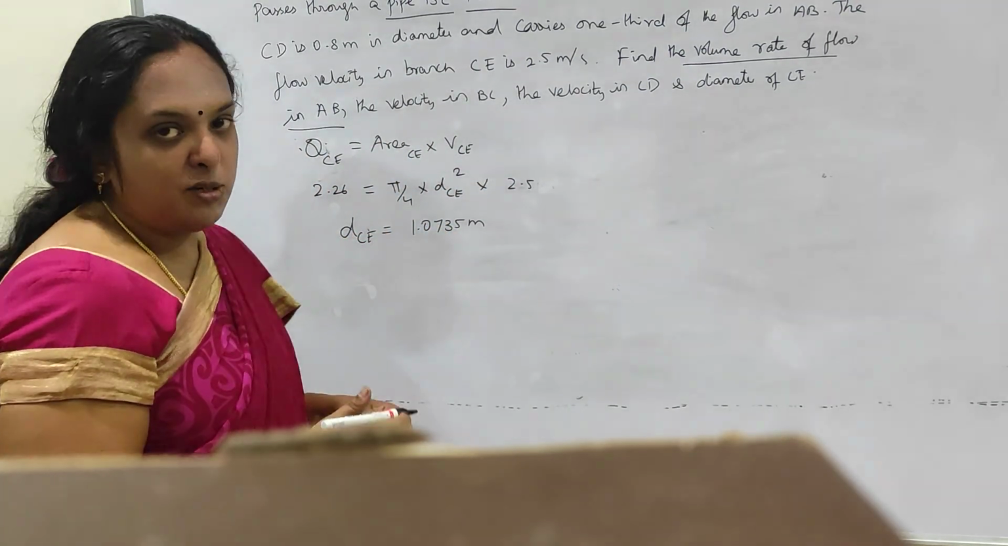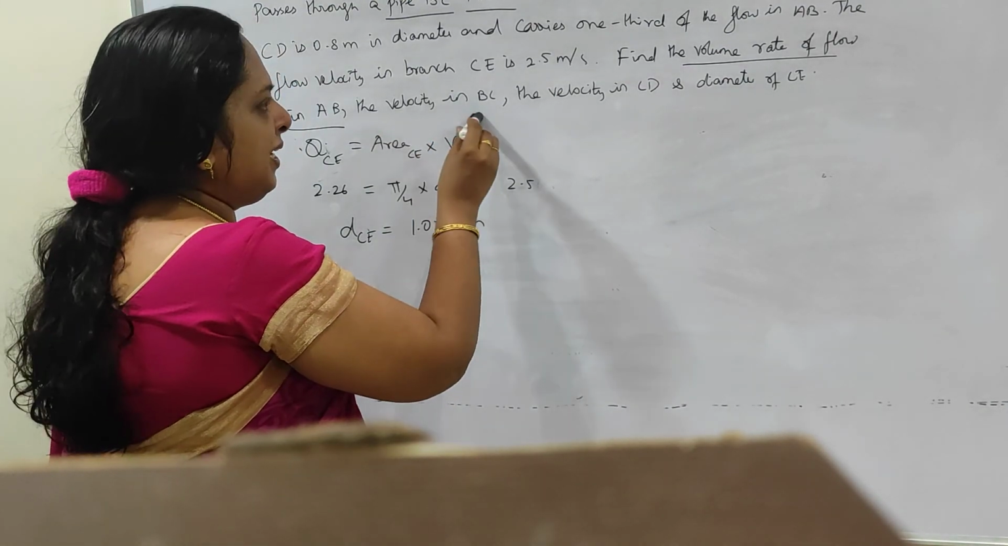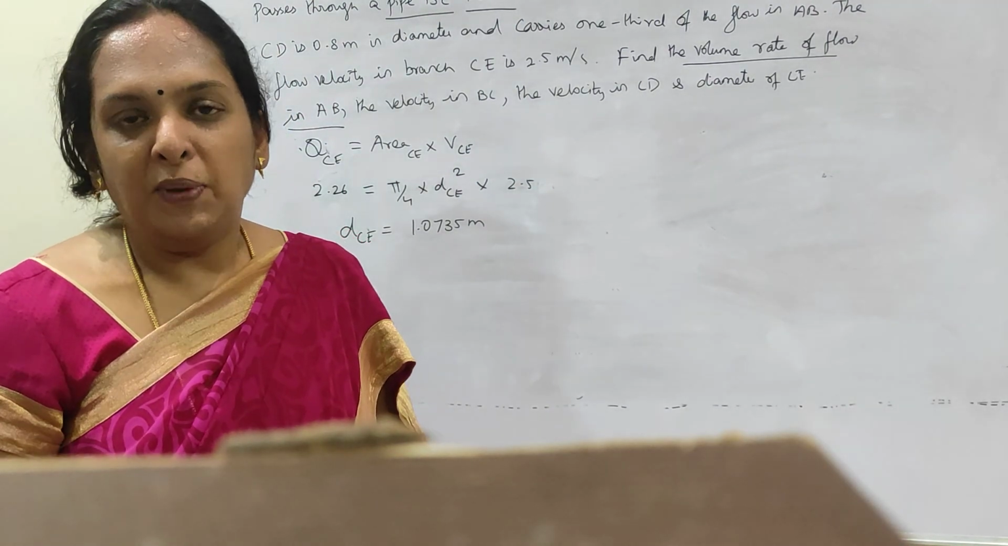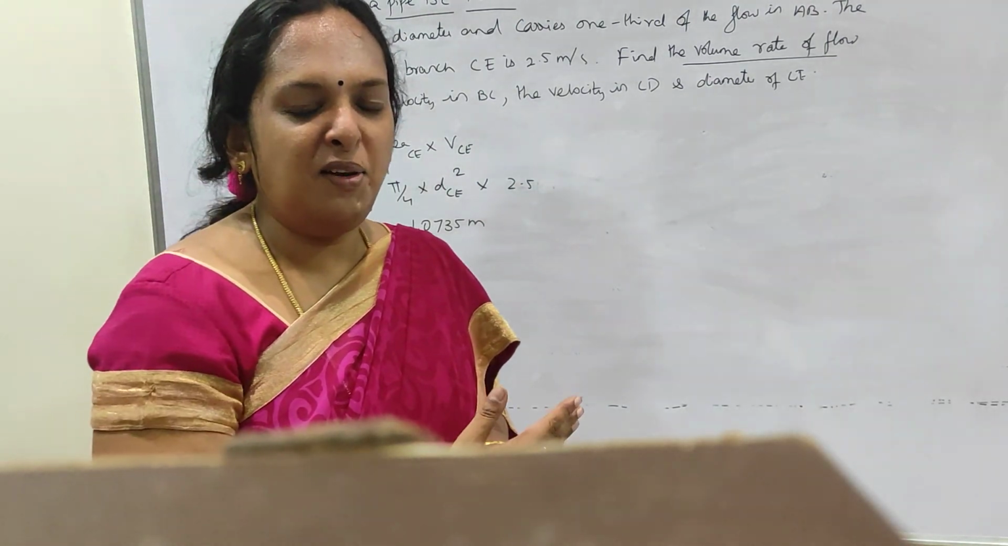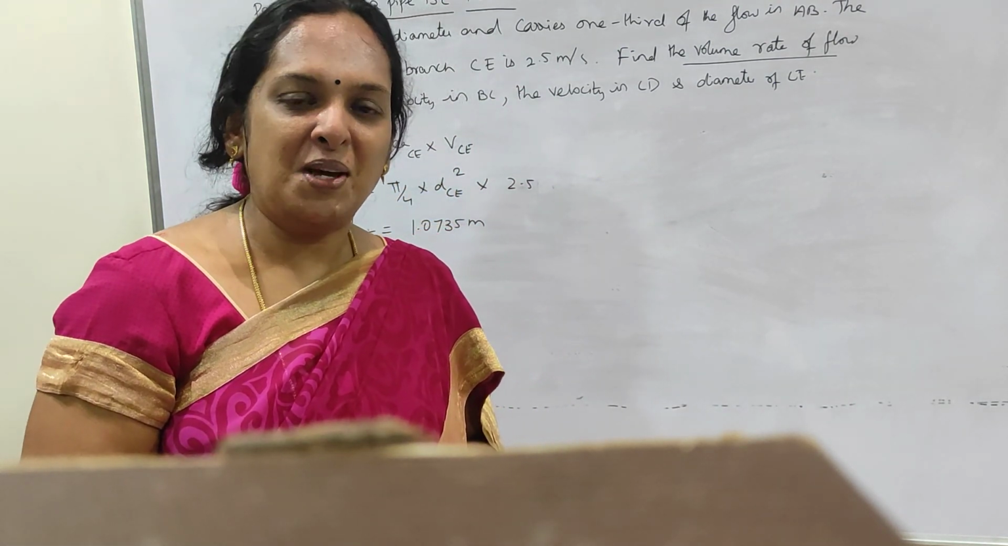Okay guys, so what we have found out so far is the discharge in the pipe, as well as the velocity in CD and the diameter of CE. So far we have seen 4 problems in the continuity equation. We will see the next video with some new topic. Thank you.